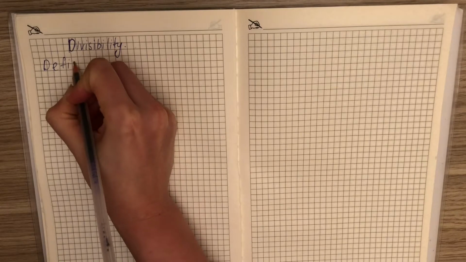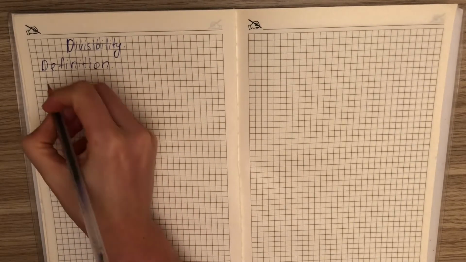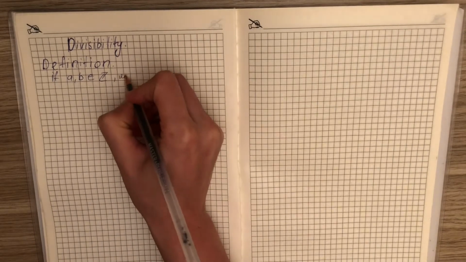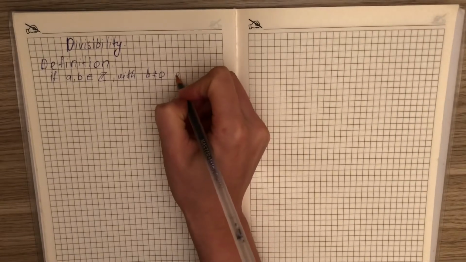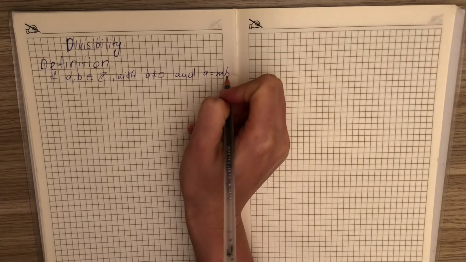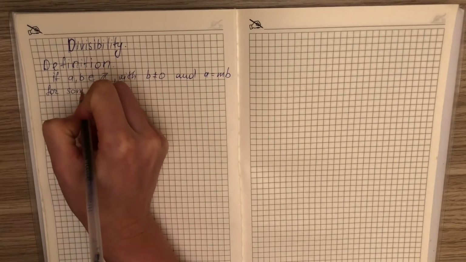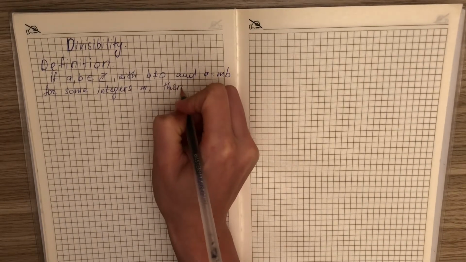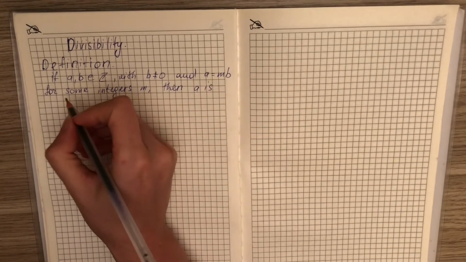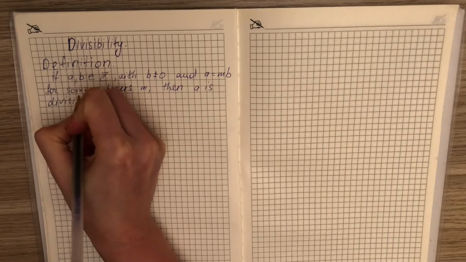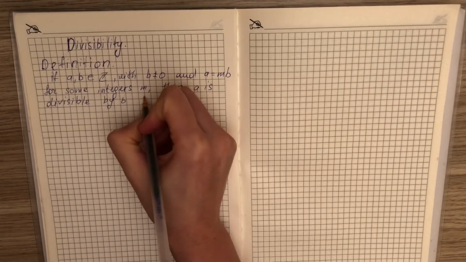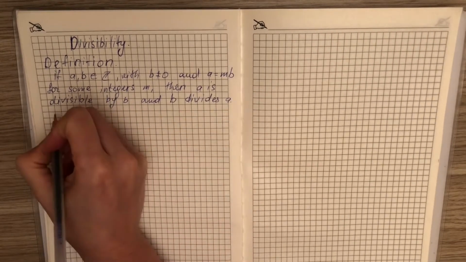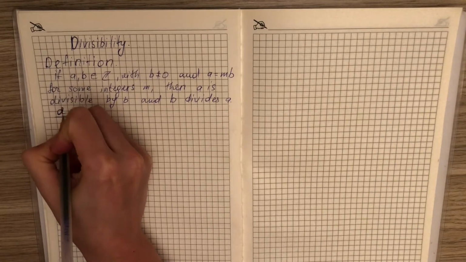Firstly, definition. If a, b are integers with b non-zero and a is equal to m times b for some integer m, then a is divisible by b, and b divides a. A is divisible by b.